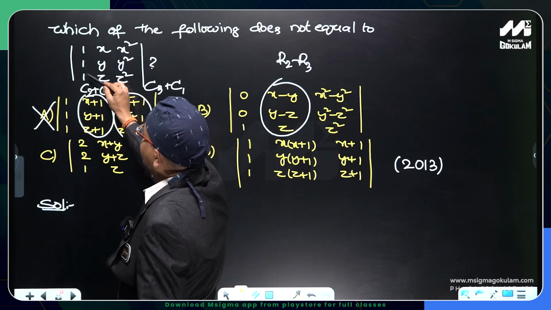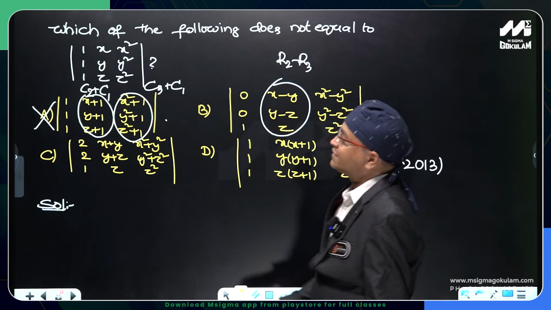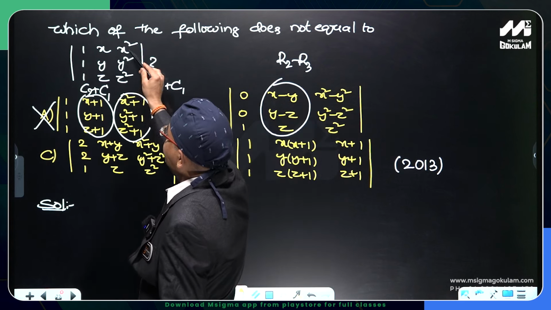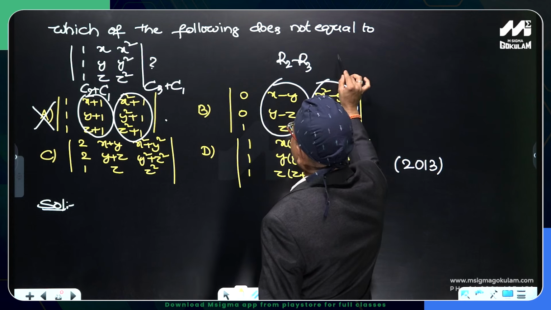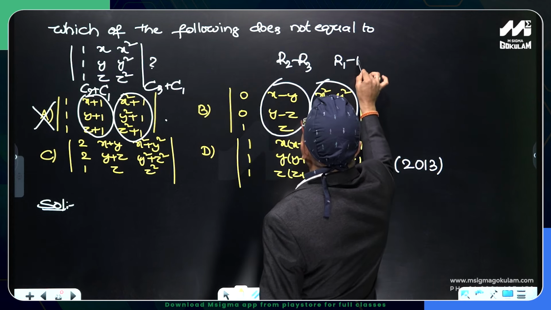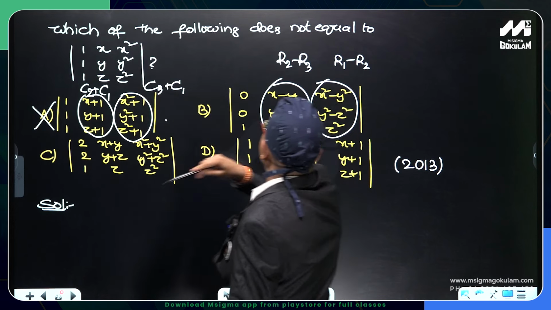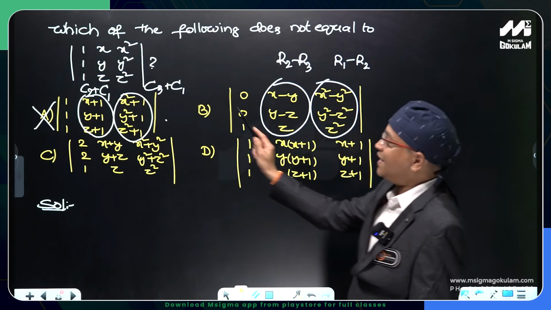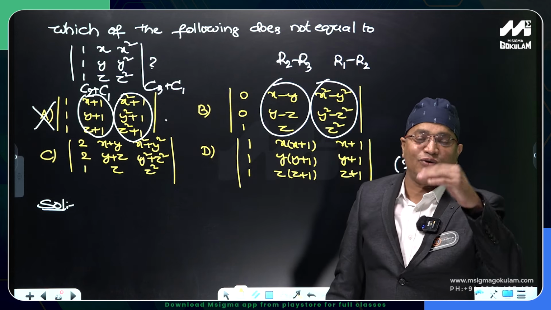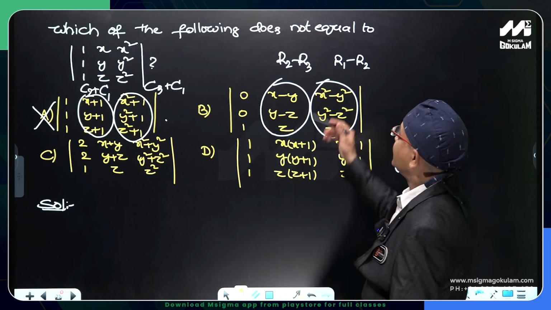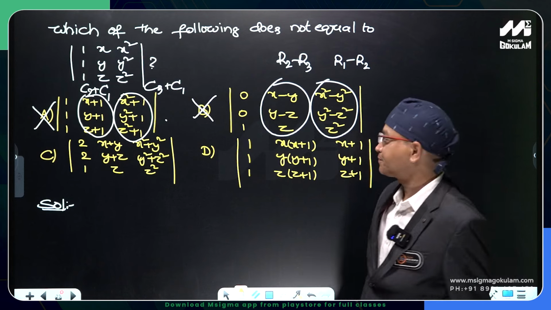Then you get 1 minus 1, 0, y minus z, y square minus z square, this row will come. Similarly, to get x minus y, x square minus y square, you have to do R1 minus R2. Then 1 minus 1, 0, x minus y, x square minus y square. So there we are adding, here we are subtracting. By adding or subtracting any two rows, any two columns, the determinant will not be changed. So this determinant is also equal to the given determinant. This is not the option.